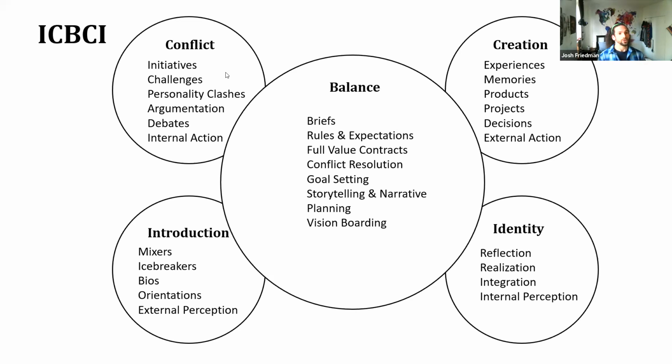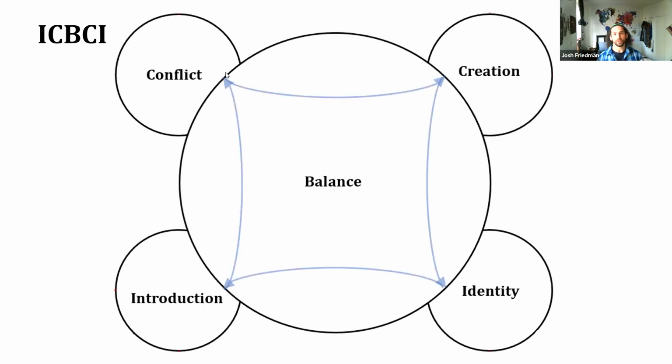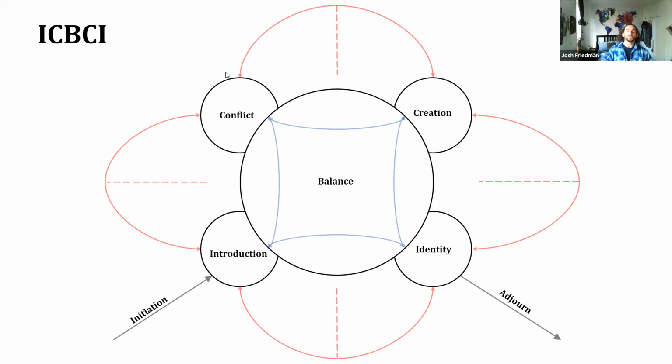So transition between these stages can happen in what I consider, again, a balanced or unbalanced way. In other words, from introduction to conflict, we move through balance, or we move unbalanced. We move from introduction to conflict out of balance, right?